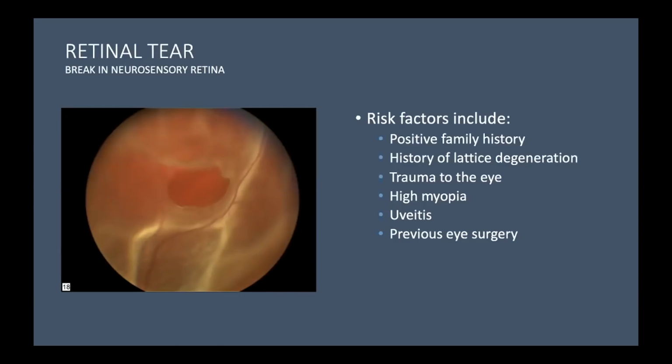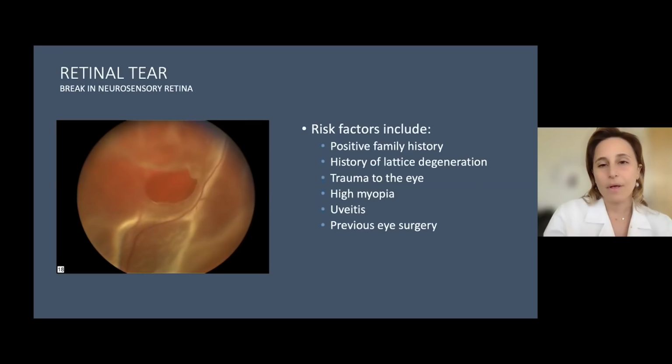If a patient presents with flashes and floaters, we look closely for a retinal tear that may have been created as the vitreous gel separated from the retina. Some of the risk factors for developing a tear include family history, a history of lattice degeneration, trauma to the eye, high myopia or extreme nearsightedness, a history of uveitis or inflammation in the eye, and previous eye surgery, including cataract surgery.